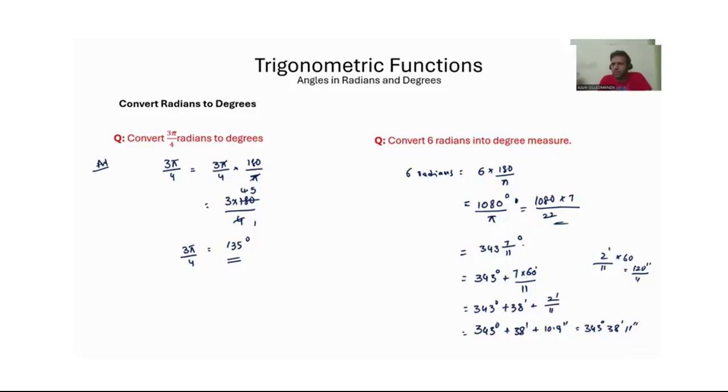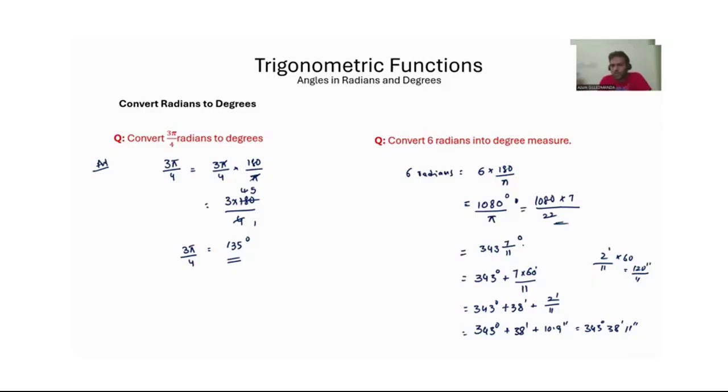If you are left with a mixed fraction, you can convert it into minutes by multiplying with 60, because 1 degree is 60 minutes, and then simplify. Sometimes you will get a perfect value, so you can write that many minutes. If you don't get a perfect value, then you further simplify that into seconds. Now you've got the answer in minutes, right?